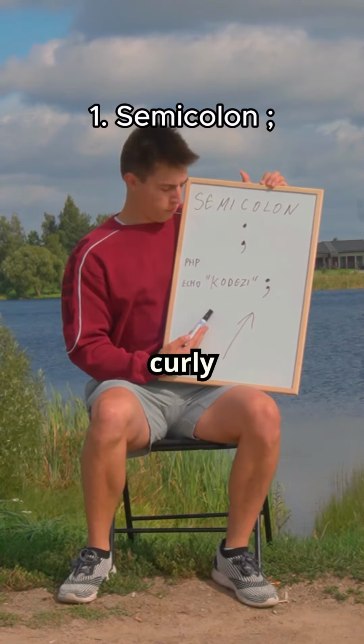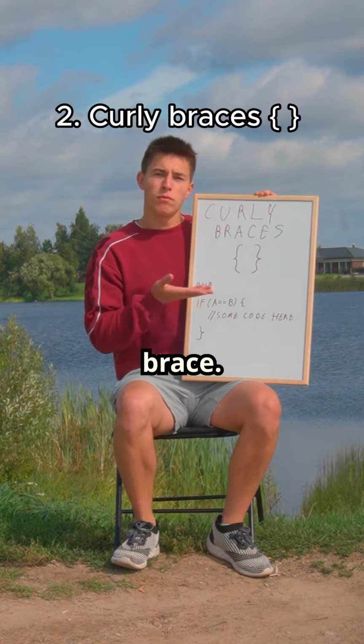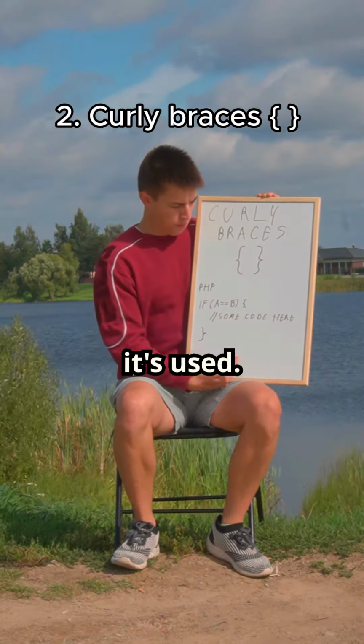Like in this example, curly braces. They help group sections of code together. You need an opening brace and a closing brace. If you don't have both, you'll get an error. Here's how it's used.